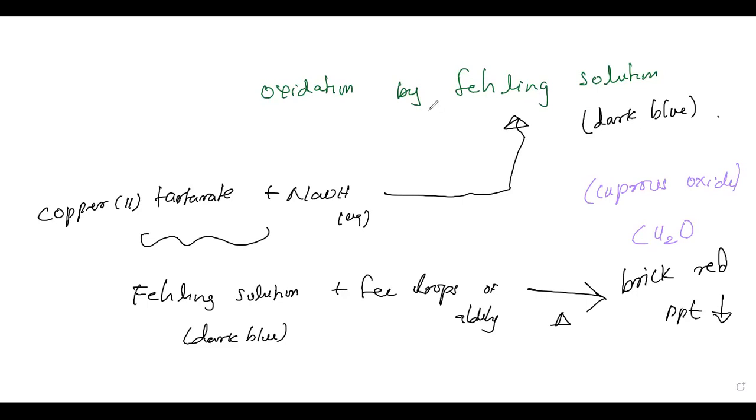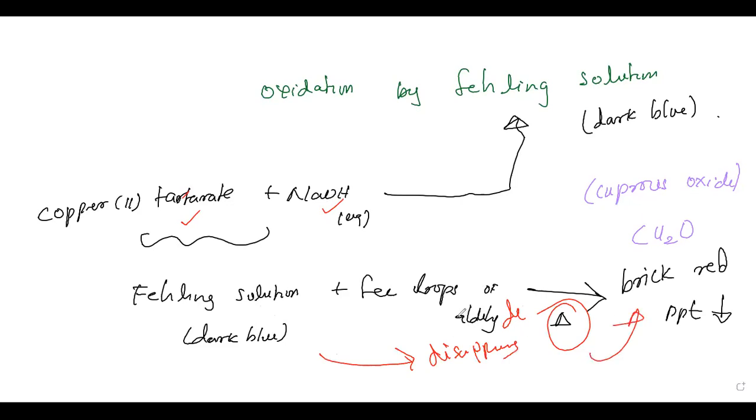Again, I am telling, just look here. The oxidation by the Fehling's solution. The Fehling's solution contains copper II tartrate along with the sodium hydroxide. The color of the solution is dark blue. Once you take the Fehling's solution into the boiling tube, we add a few drops of the aldehyde, and you have to subject it to heat. Once you heat, the dark blue color disappears. Then it will form the brick red precipitate.